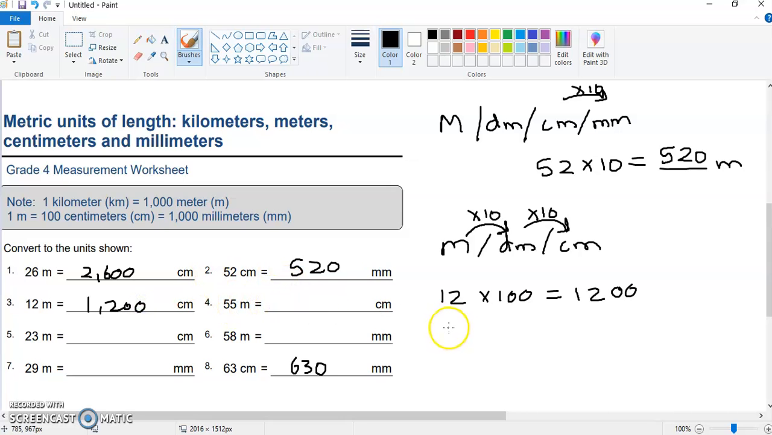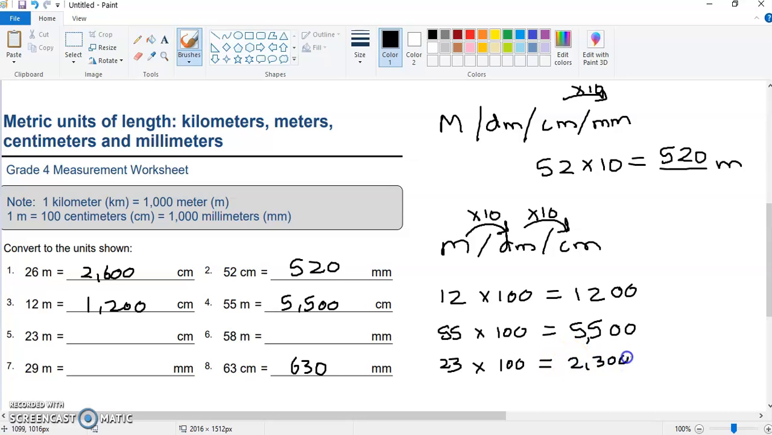If you have 55 meters times 100 to get to centimeters, well, 55 times 1 is 55 plus your 2 zeros. So you're looking at 5,500 centimeters. Number 5 says 23. Well, it's the same idea. 23 meters times 100 centimeters. That's, what is that? 2,300.